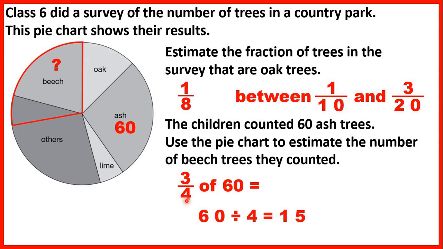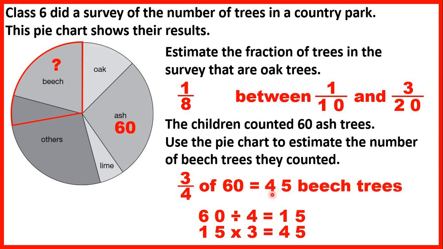60 divided by 4 is 15, and 15 times 3 is 45. Remember, finding a fraction of a number, we divide by the denominator, then times the top. So I would estimate that there are 45 beech trees, and you get the mark for an estimate of between 40 and 50. You have to spot that there will be fewer beech trees than there are ash trees.